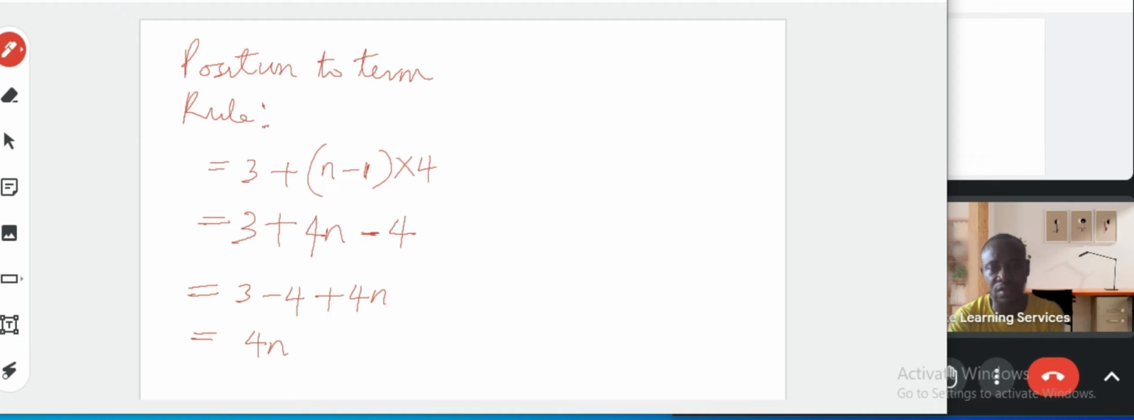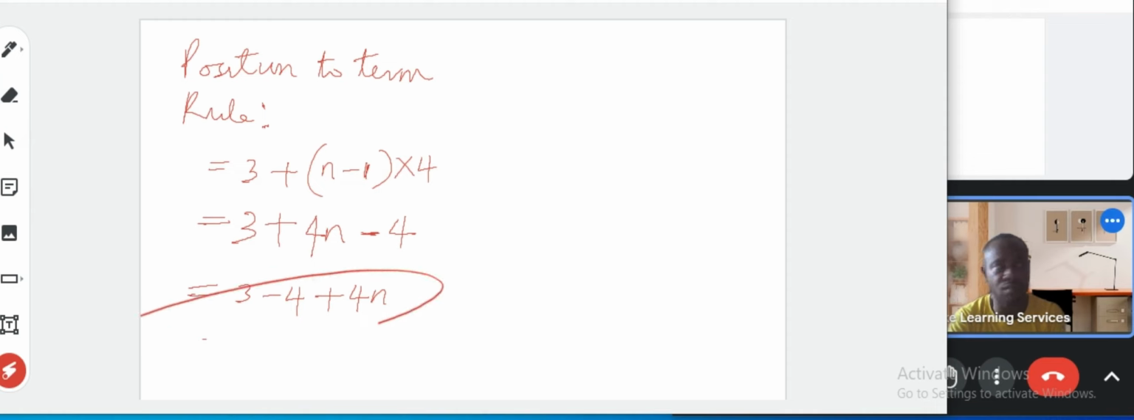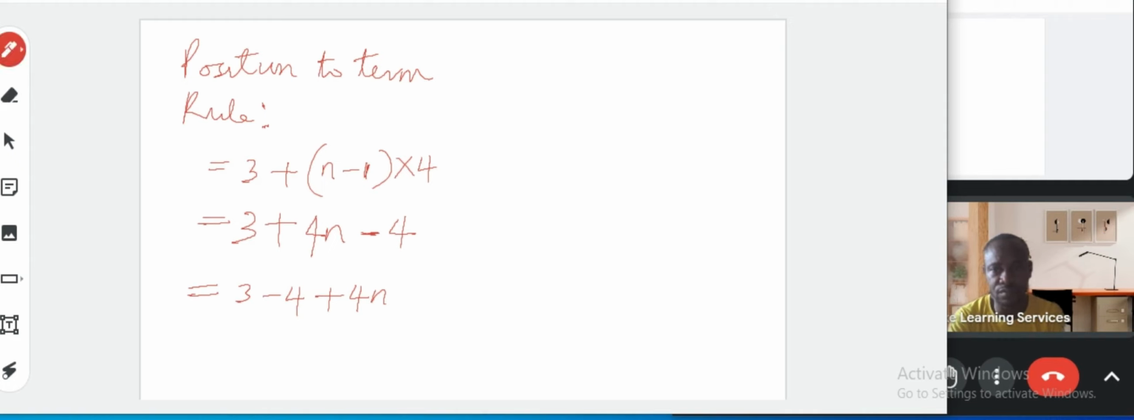Okay, this gives us 4n. What's 3 minus 4? Minus 1. So what would this whole expression become eventually? Minus 1 plus 4n. Yes, that's minus 1 plus 4n. Or you could simply say 4n minus 1 if you like. So this is the position to term rule.